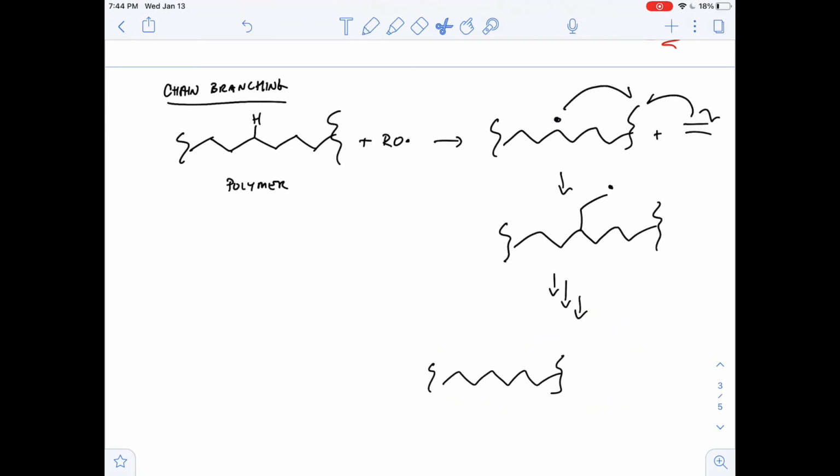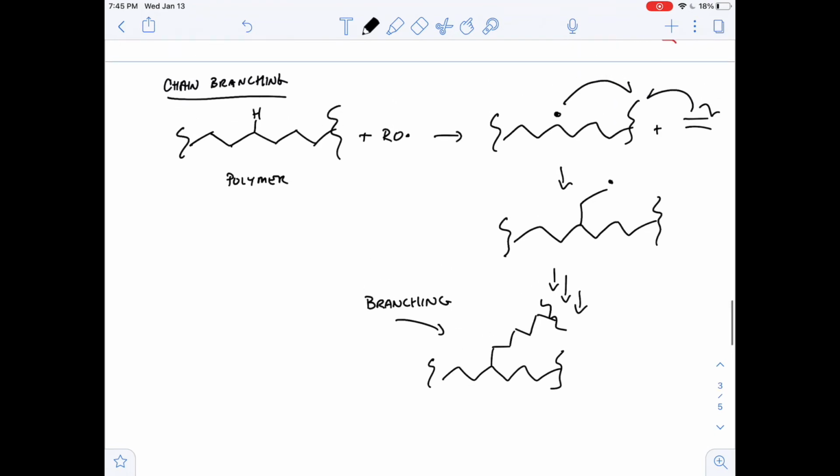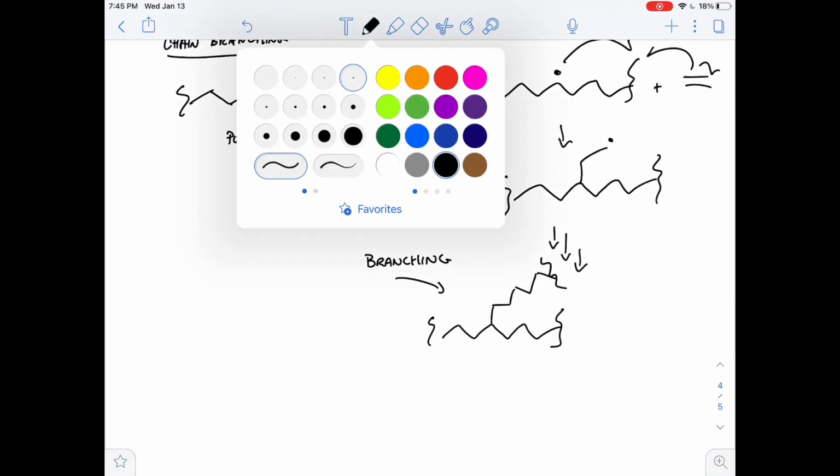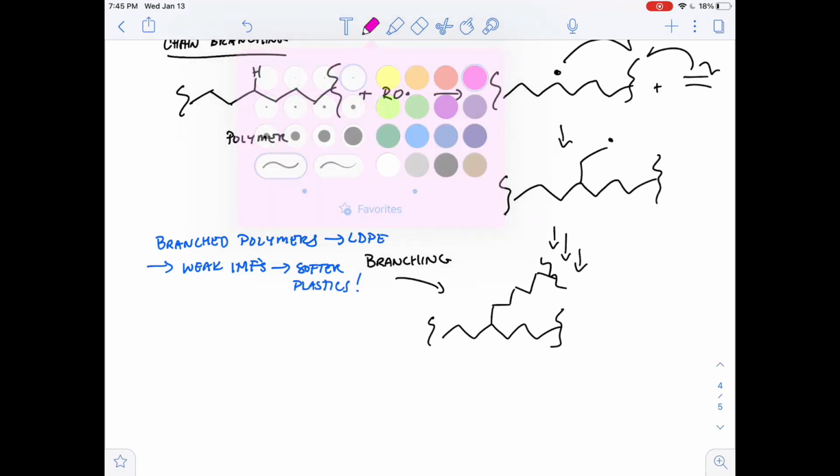I'm struggling, I've got to move this guy somewhere. All right, so then that builds and builds. And so this is what we mean by branching. That is a branch. So then technically that could stop. And then the radical can swoop on a hydrogen somewhere else. And then you get really intense branching. The branched polymers in general, if they're highly branched, are typically low density polyethylene. Okay, and that weakens the intermolecular forces, and that's what gets you your softer plastics. Okay, bada bing, bada boom.